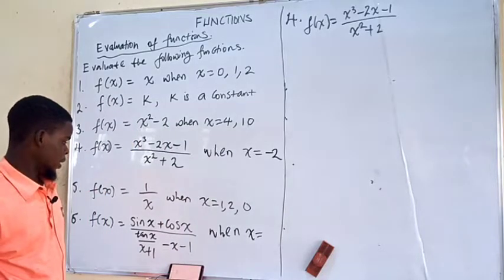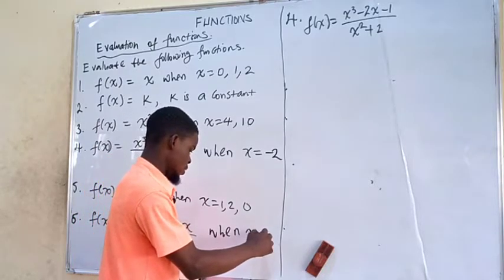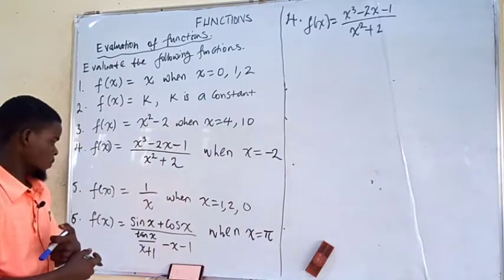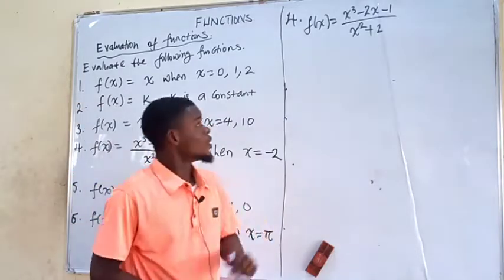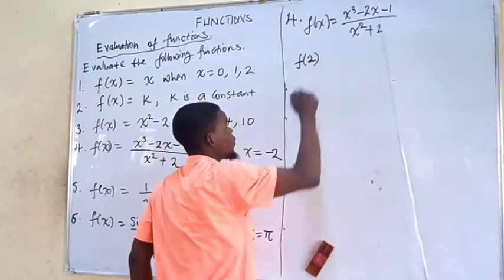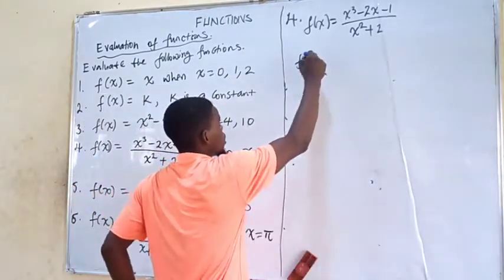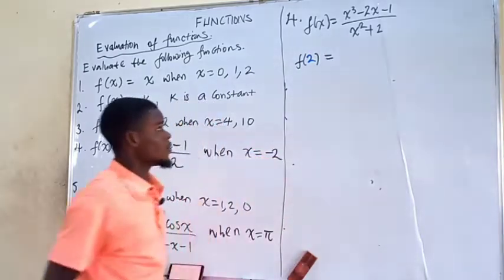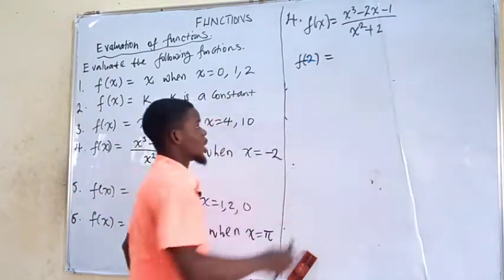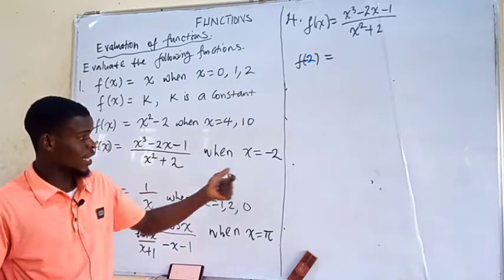Good. Let's evaluate this when x is pi. Great. Okay, so when x is 2, right, so we'll be talking about f of 2, as we've done that earlier. So let me replace this 2 with the blue ink. Okay. So what that means, when x is negative 2, in place of x, we are just going to put negative 2 because we say x should be equal to negative 2. That is when x is equal to negative 2.